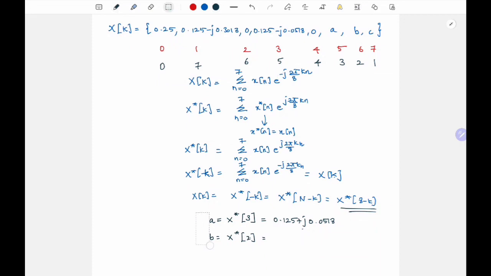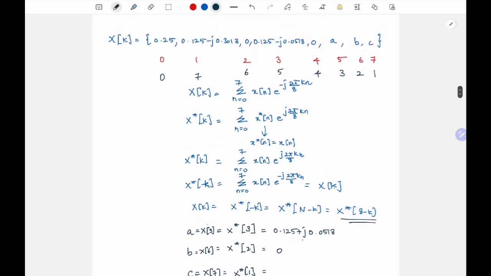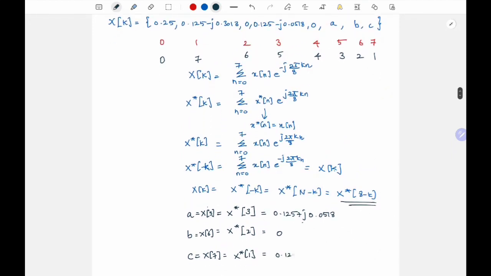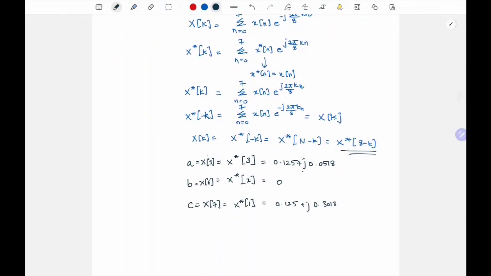So A is nothing but x of 5, which is x conjugate of 8 minus 5, which is 3. Similarly, B is x of 6, which gives me x conjugate of 8 minus 6, which is 2. And x of 2 is nothing but 0, so this will be 0. Similarly, my C is x of 7, which is x conjugate of 1, which is 0.125 plus j 0.3018. So this is how to find the remaining sequence.